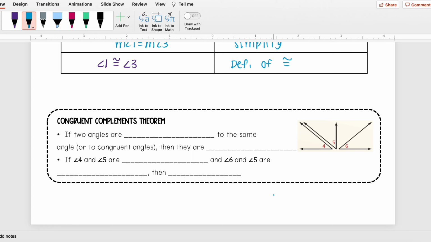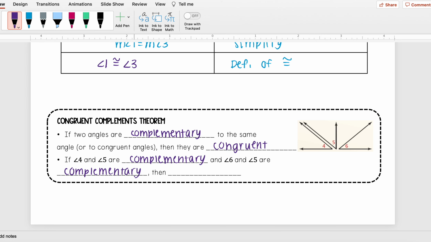Congruent complements theorem is pretty much the same idea, except now we're doing it with complements. And so that says if two angles are complementary to the same angle, or congruent angles, then they are congruent. And so if I'm looking at this picture here, if angle 4 and angle 5 are complementary, and angle 6 and angle 5 are complementary, then angle 4 is congruent to angle 6. And again, that's because they're both complementary to the same angle.